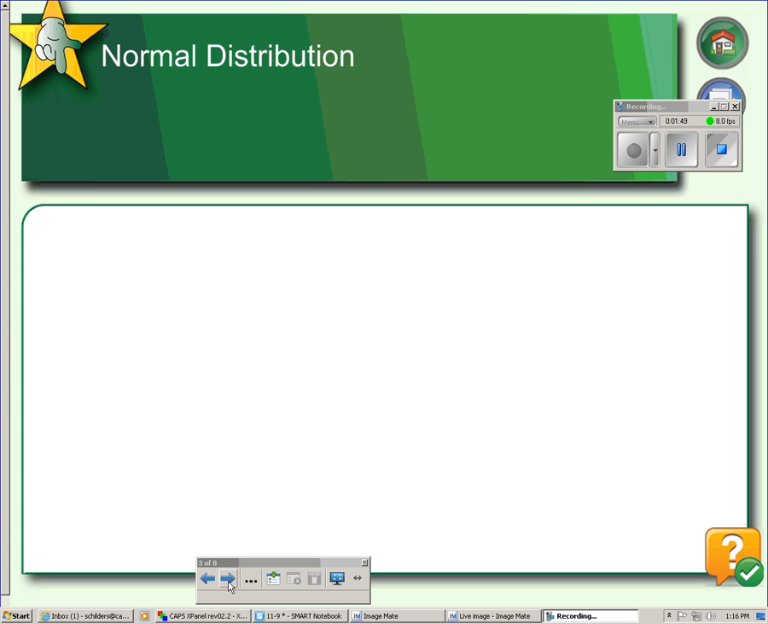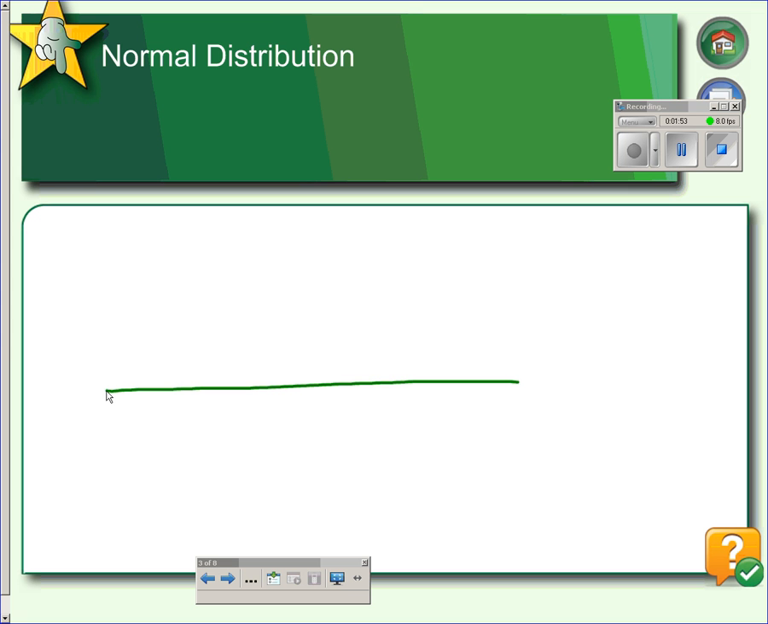So the normal distribution would look something like this. You have a number line, like so, and then you have a curve that's highest in the middle, and it flattens out on each side. Roughly like that. That's what a normal distribution looks like. Within the normal distribution are some specific things that you need to know. First of all, in the middle is the mean. The measure of central tendency would be the mean.